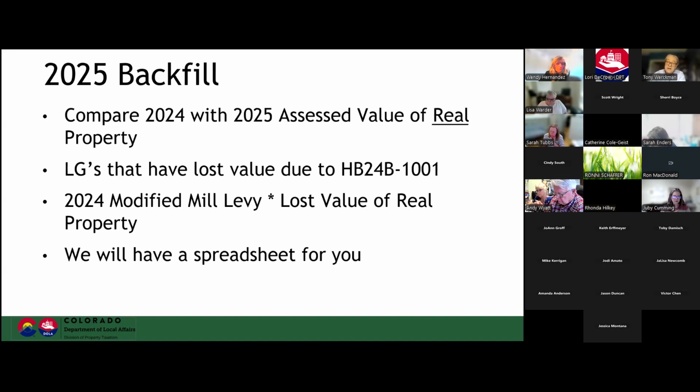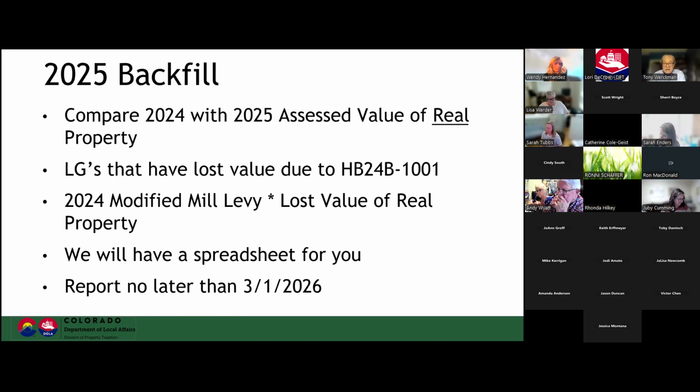So we have to create a new spreadsheet for you. A couple of the items: it's due to the lost value due to the language in the bill. So it's not just anything, lost value due to any reason, like it was this past year. So it's going to be tied to the value lost due to the changes in 1001. And again, it's going to be the 2024 modified mill levy. So we continue using the modified mill levy, but this time it's the 2024 modified mill levy multiplied by the lost value of real property. It only concerns real property.